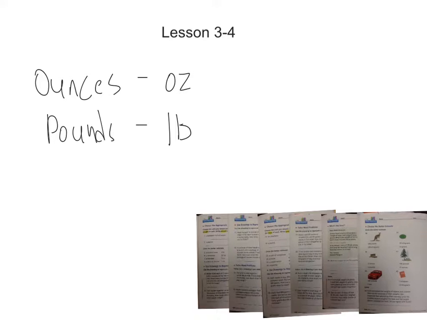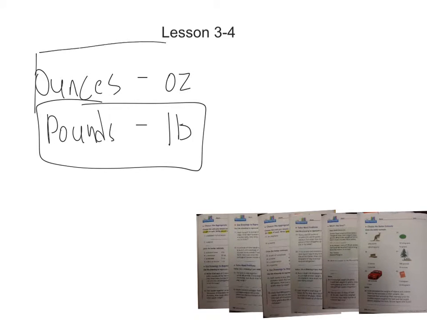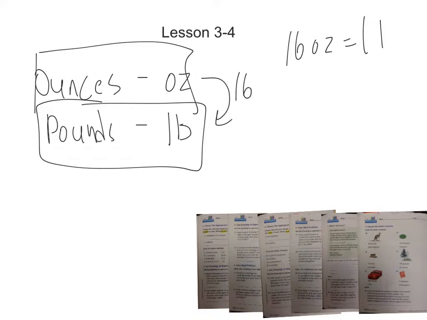So just to give you an idea, pounds is the bigger of the two units. There are 16 ounces in 1 pound. Okay, so 16 ounces equals 1 LB. Okay, 16 OZ equals 1 LB. Okay, so that's the main thing you need to know. Because I think you all know pounds, because a lot of you have an idea of what you might weigh, or what weight would be.